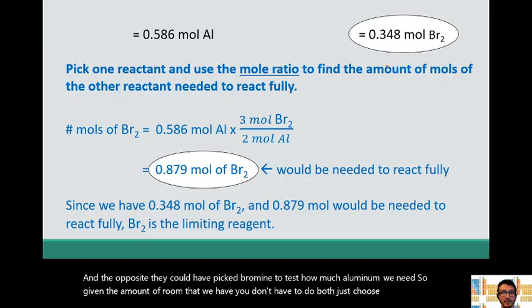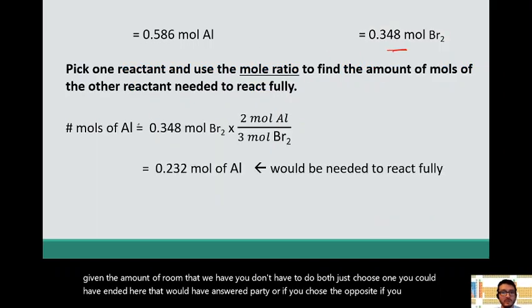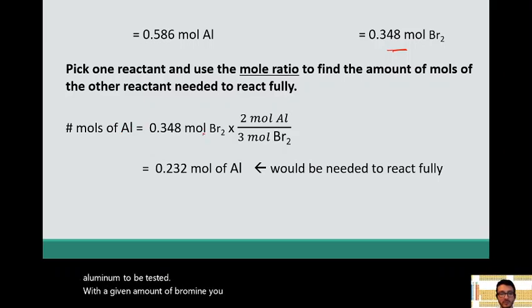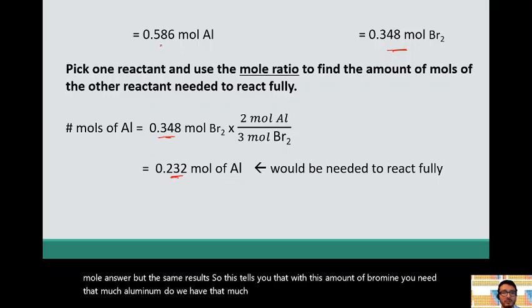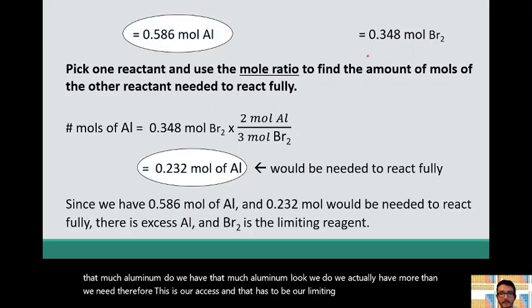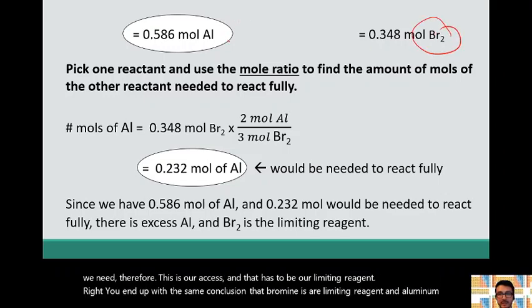You don't have to do both, just choose one. You could have ended here and that would have answered part A. Or if you chose the opposite, if you chose aluminum to be tested with a given amount of bromine, you would have ended up with the same results. Not the same mole answer, but the same results. This tells you that with this amount of bromine, you need that much aluminum. Do we have that much aluminum? Look, we do. We actually have more than we need. Therefore aluminum is our excess, and bromine has to be our limiting reagent. You end up with the same conclusion that bromine is our limiting reagent and aluminum is excess. So part A is done.